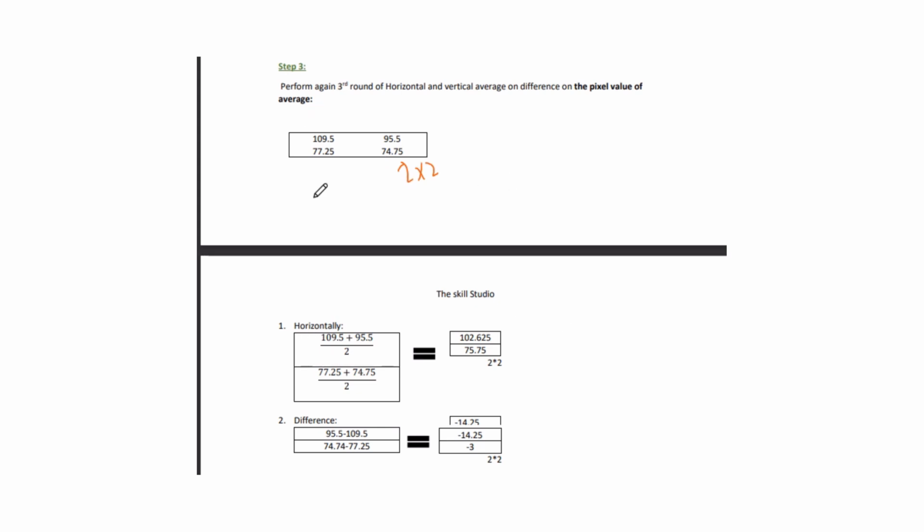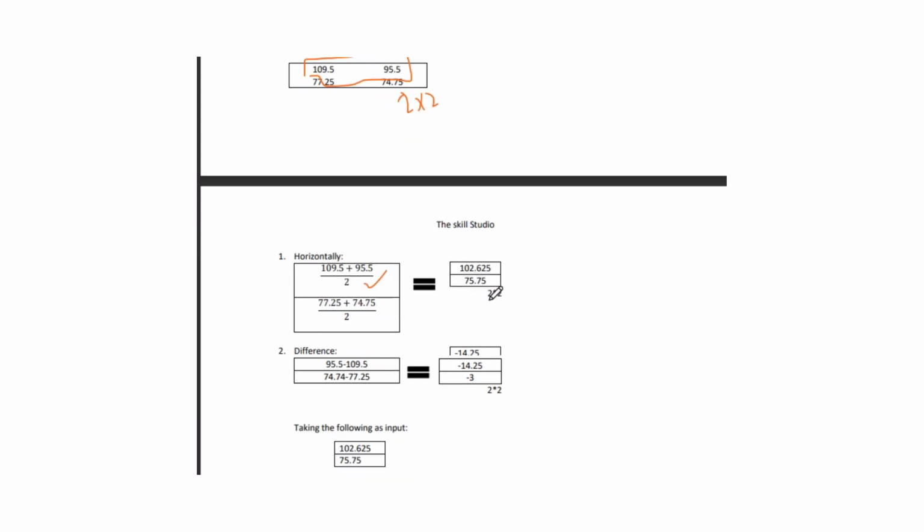So in this case we have a 2 cross 2 matrix, so we will take the average of these values in the horizontal direction, this one. So 109.5 plus 95.5 divided by 2, so this will be the answer. And again 77.25 and 70, we will take the average of it. So this will again become, this is not a 2 cross 2 matrix, sorry, this is a 2 cross 1 matrix, right? I have just made a mistake here. So this is a 2 cross 1 matrix.